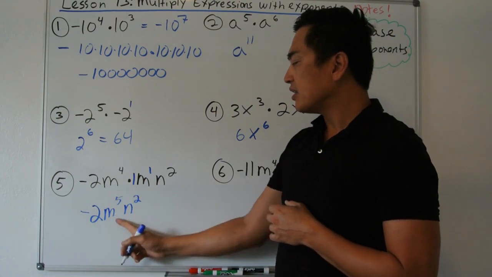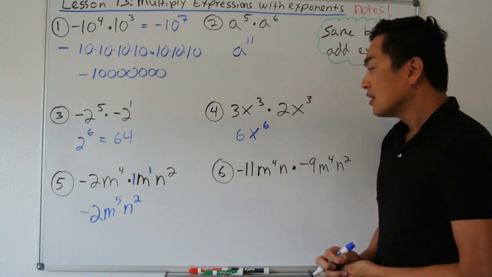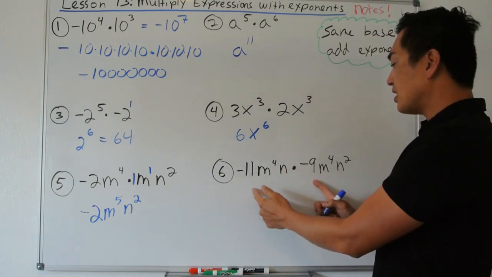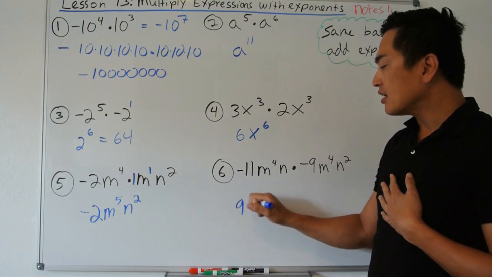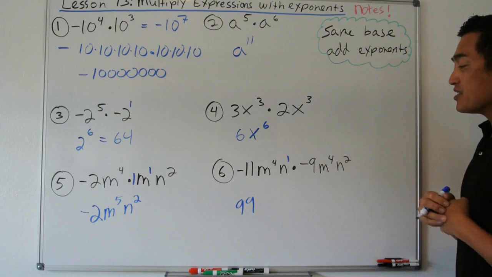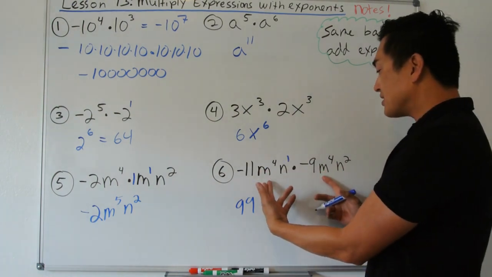And add the exponent, and there's no other n. And there you go. Alright, number 6, negative 11 times negative 9, that gives you positive 99. Oh, forgot to put a 1 there. Always do that first, just in case you have to add the exponent. But let's do the m first, they're the same base.